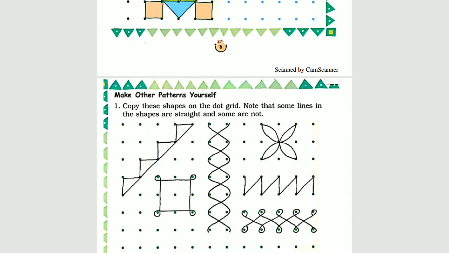In the first figure, all lines are straight. In the second figure, some lines are straight and some lines are not. In the third figure, all lines are not straight. In the case of the flower, all lines are not straight. In the case of the zigzag pattern, all lines are straight. And in the last pattern, all lines are not straight.